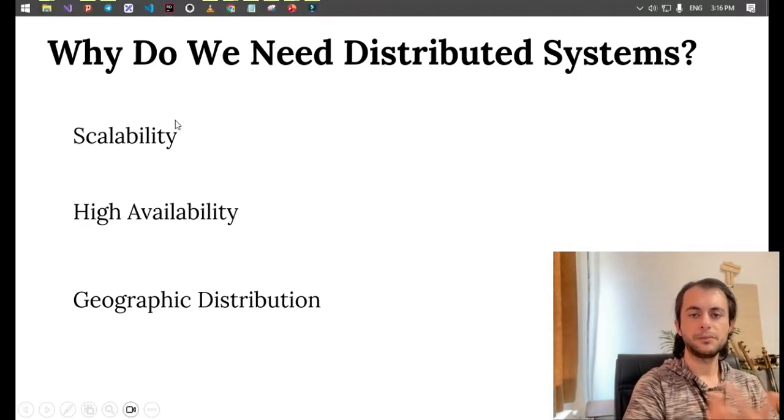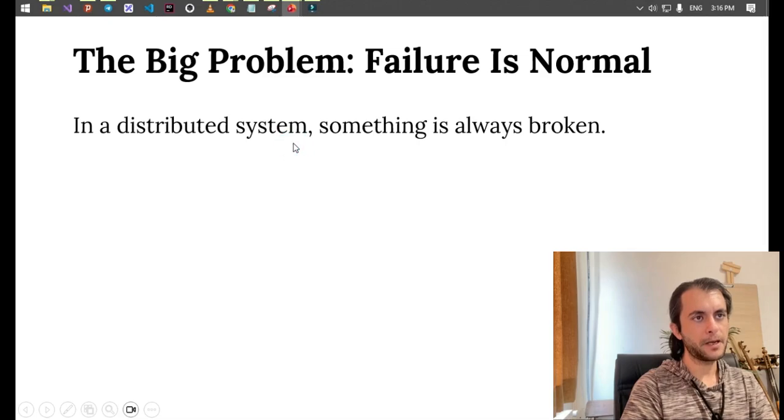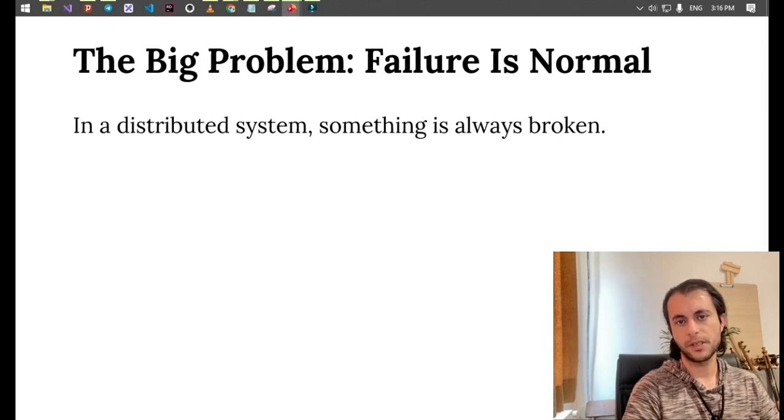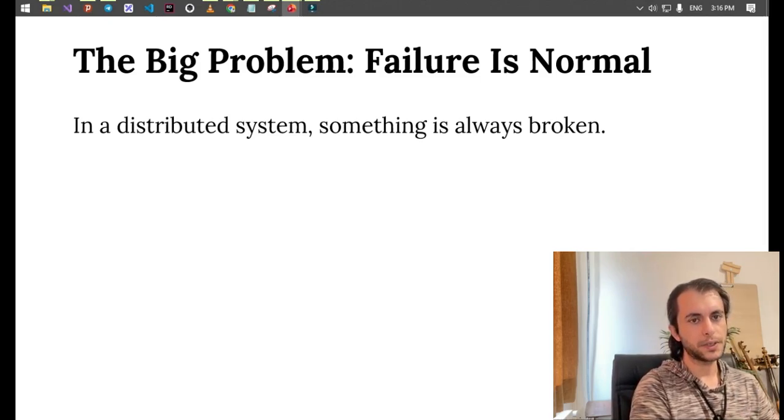Distributed systems come with many problems and difficulties, but the big one, I think, is failure, and it's normal in a distributed system. Keep in mind that in a distributed system, something is always broken. Packets get lost, clocks drift, servers fail, hardware fails, or the data centers lose power. It's not an exception, it's normal. It should actually be an expectation in a distributed system.